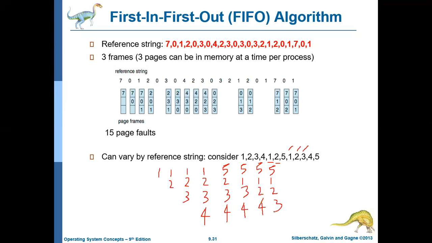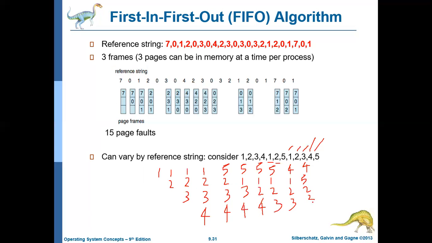Next is 4. 4 is not in the memory, so it should replace 5. It will replace 5, so it will become 4, 1, 2, 3. Next is 5. 5 is not in the memory, so it will replace 1. So it will become 4, 5, 2, 3.